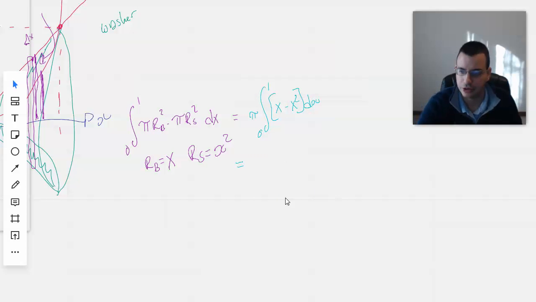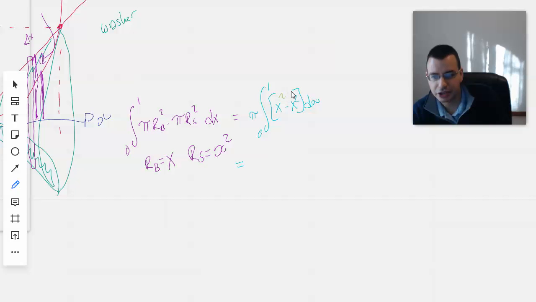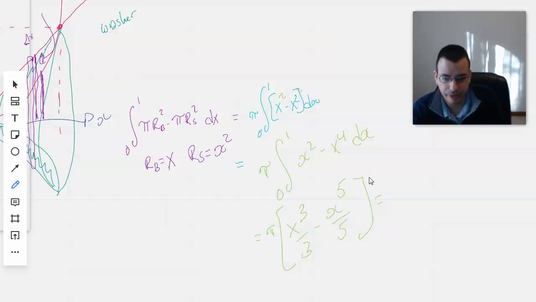Okay. Focus. So what we have here then is x squared and x squared squared. Pi, 0 to 1, x squared minus x to the 4th dx. Alright, make sure I actually got this right. R, x squared squared, pi. Okay. So now we have pi times x cubed over 3 minus x to the 5th over 5. Yep. There we go. And this is 0 to 1.